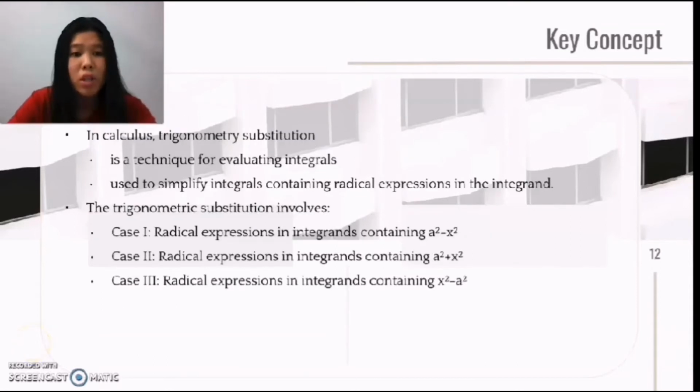In calculus, trigonometric substitution is a technique for evaluating integrals. Besides, trigonometric substitution is also used to simplify integrals containing radical expressions in the integrand. On some occasions, we need to choose a step using Pythagorean identities or power-reducing identities before obtaining the final answer. There are three cases involved in trigonometric substitution. Case 1. Radical expressions in integrals containing a squared minus x squared. Case 2. Radical expressions in integrals containing a squared plus x squared. Case 3. Radical expressions in integrals containing x squared minus a squared.